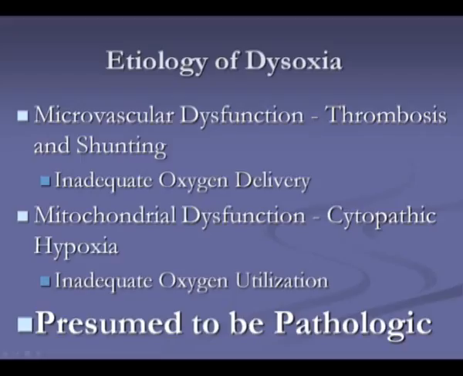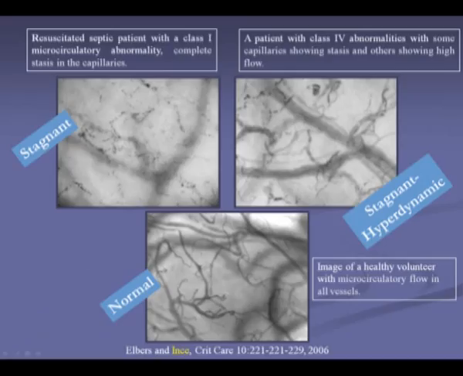But again, presumed to be pathologic. The study of the microvasculature has taken many forms. This is one that I particularly like. It's Jan Ince's work from the Netherlands. What he's done is looking at submucosal blood flow, and he's defined a whole series of abnormalities involving arterioles and veins, arterioles and venules that could describe dysfunction.